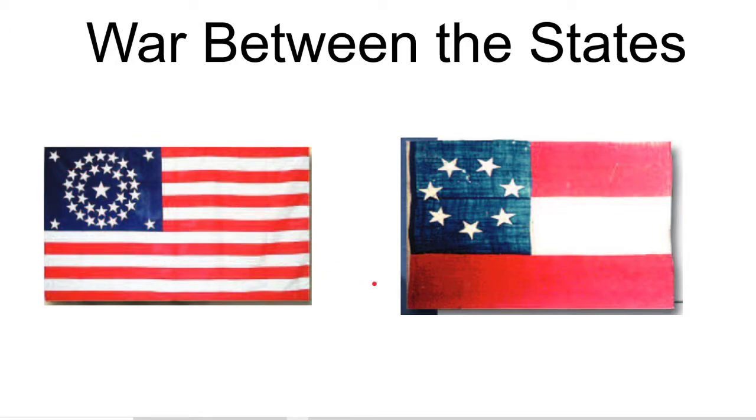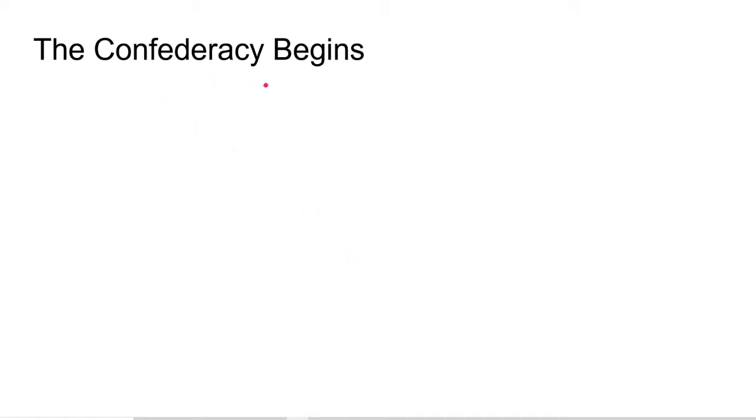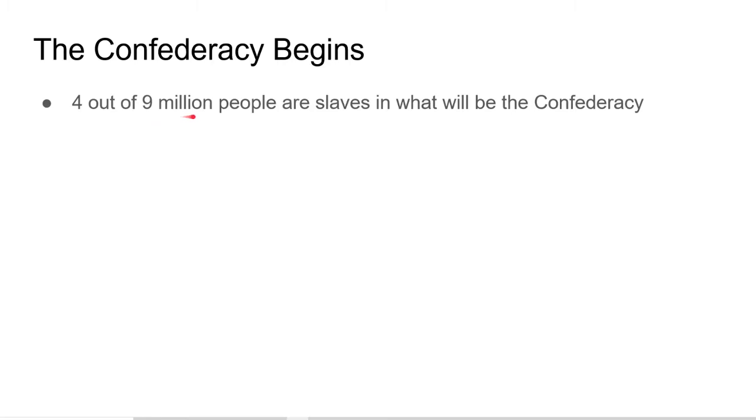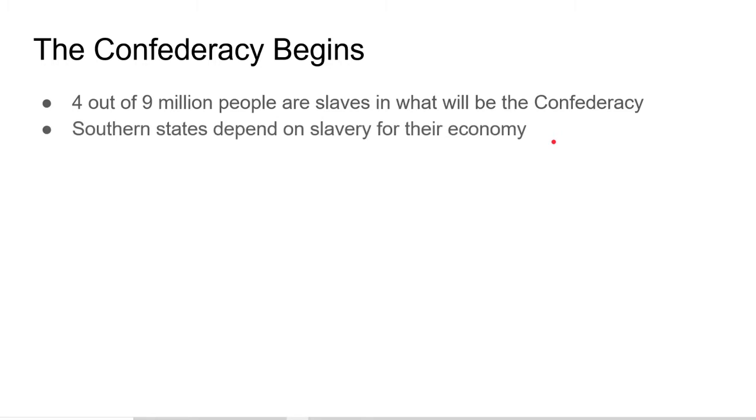But this is how we start off with the Union versus the Confederacy, and I have a couple points that I'd like to bring about as the Confederacy begins. First, 4 out of 9 million people are slaves in what will be the Confederacy. So when we get to all the slaves that join the Confederacy, almost half the population are enslaved. The southern states depend on slavery for their economy. I mean, you can imagine with so many people out of your population are slaves, they are driving the economy right now. Without them, the Southerners, and I agree with this, believe that their economy will fail. They will not be able to sustain what they do down there.